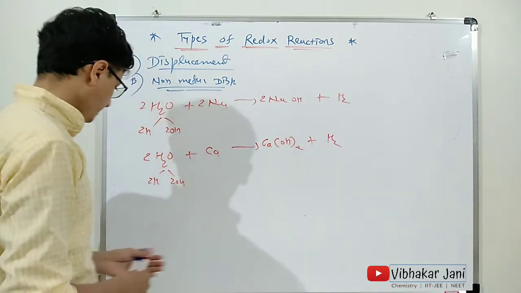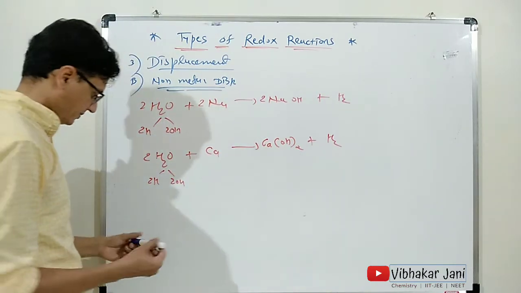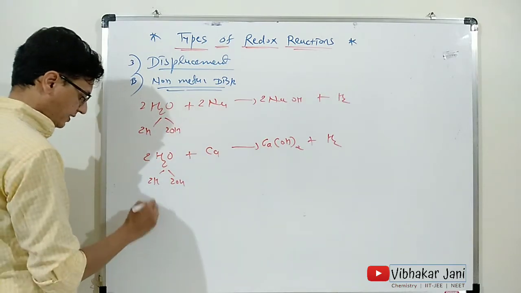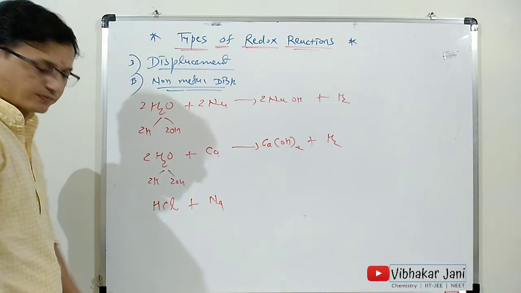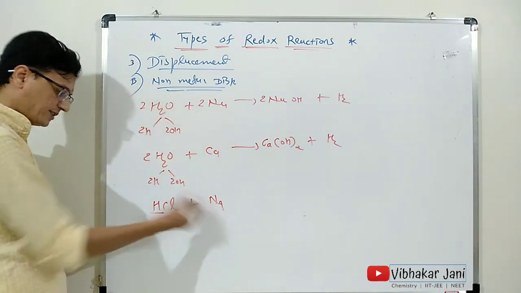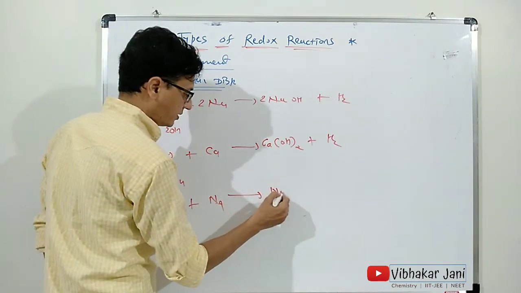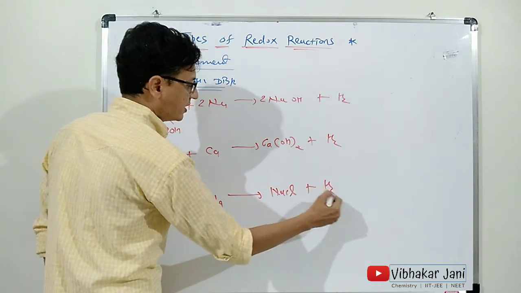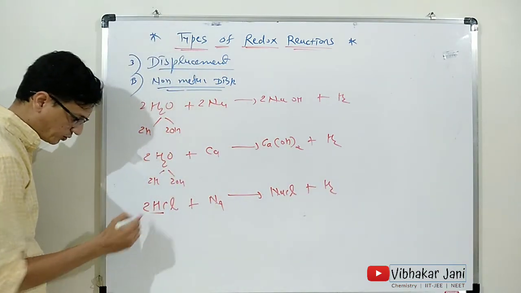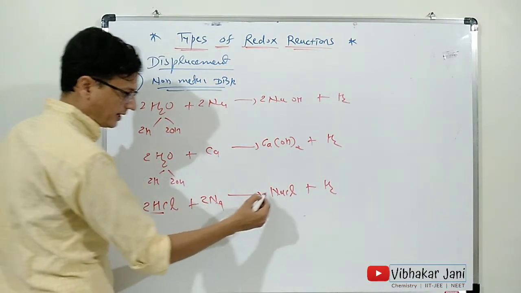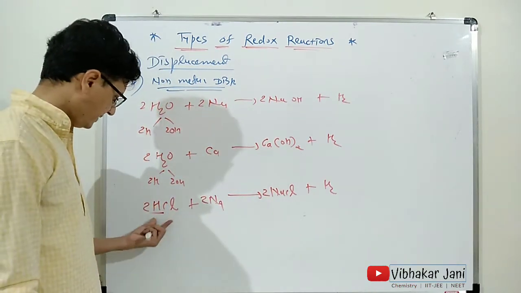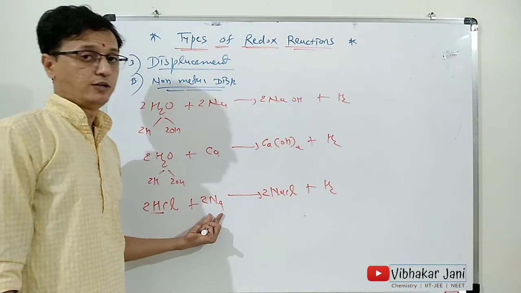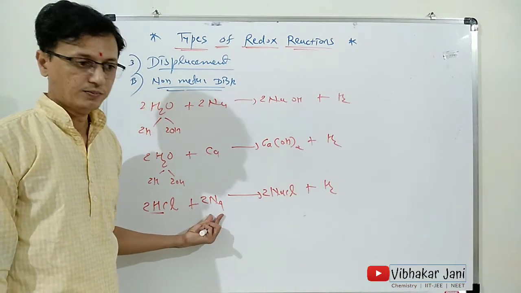Now, two more examples in which acids are there. Suppose we take HCl and sodium. This hydrogen is displaced by sodium, then it will give us NaCl plus H2. Again, we will put 2 HCl, 2 Na, will give us 2 NaCl and 1 more H2. So this is acid and metal, but the metal should be highly reactive.